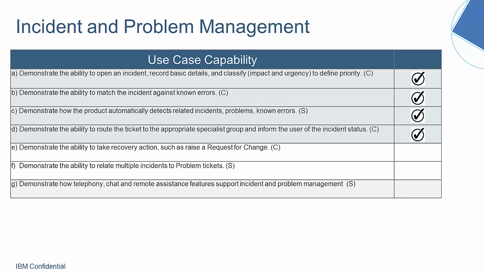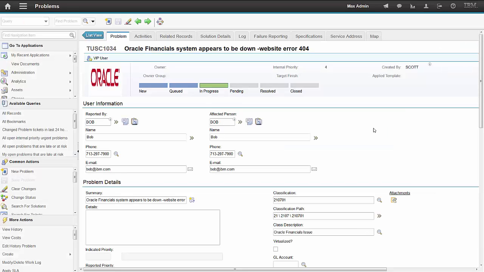The automated and manual capabilities for incident management around opening, updating, routing, identifying known errors, and notifying users has now been completed. Next, we'll show how IBM Control Desk can easily create a request for change and relate multiple incidents to a single problem record.